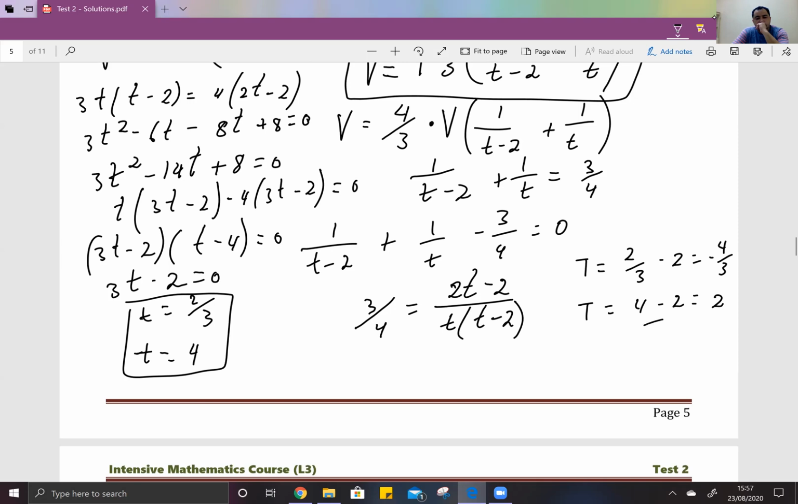So it has to be this one. Yeah, because time cannot be negative here. So the first one is rejected. So, small pipe takes 4 hours, and big pipe takes 2 hours to fill the tank alone or separately. Okay.